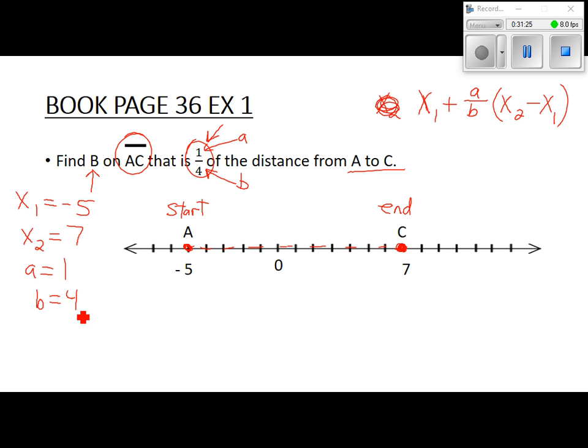What's X1? Negative 5. Plus A over B is just what? 1/4. Parentheses, what's X2? 7. Minus? Negative 5. What can we do with this minus and that negative? Positive. Plug all of that into your calculator, just like it looks right there. You can use the ABC button for the 1/4. Or, if it's something that easy, you could change it to a decimal. What's 1/4 as a decimal? 0.25. You could just punch that in if you don't want to use the ABC button.